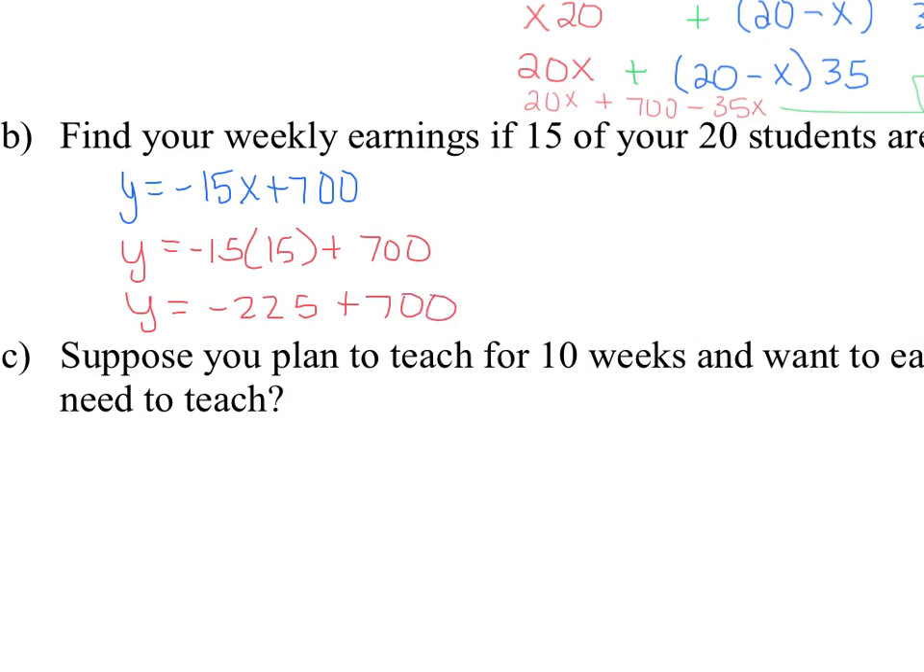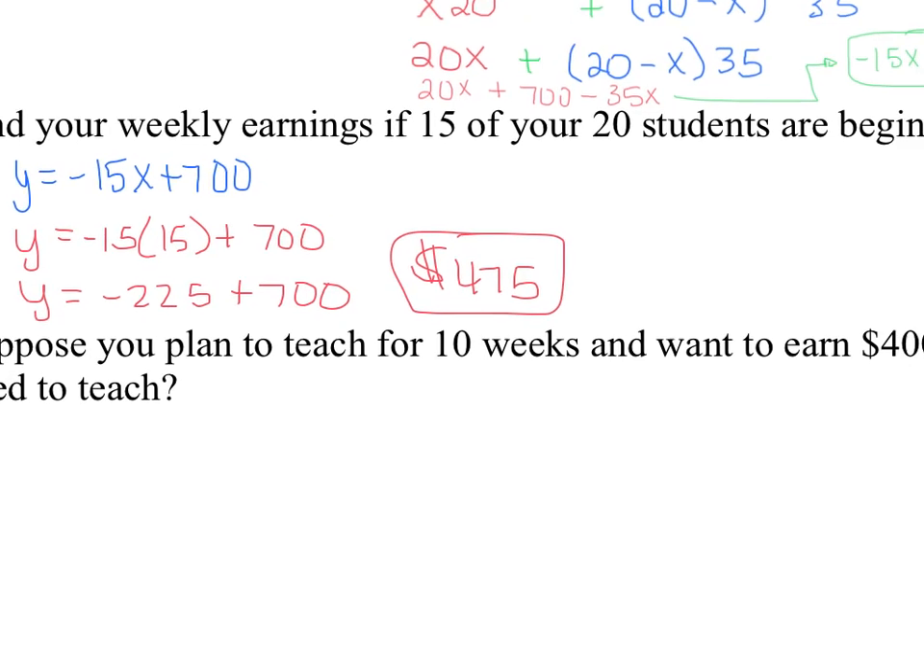So to add a negative and a positive, I really subtract. So 700 minus 200 is 500, but then minus another 25 would be $475. So if 15 of my 20 students were beginners, I would make $475.